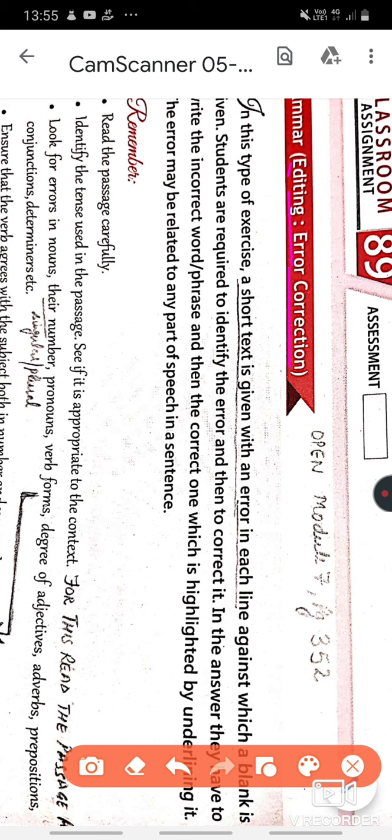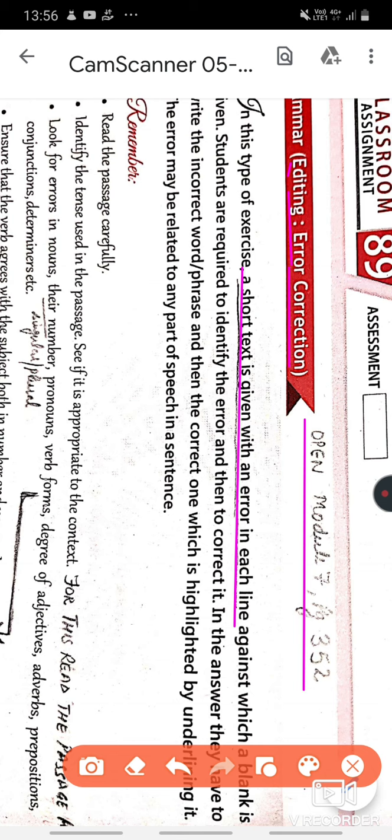Before we start with the topic, all of you take module 7 from your BBC book and open it to page 352. Let me first introduce to you what the topic is about. Error correction is actually a short text given with an error in each line, against which a blank is given.